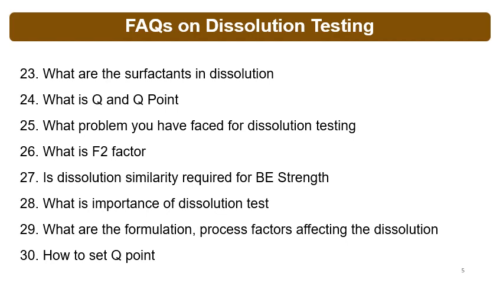Then the question is how to set the Q point. The Q point is set based on the dissolution profile, and generally the Q point is set at a time point where you are getting more than 85% of the drug release.